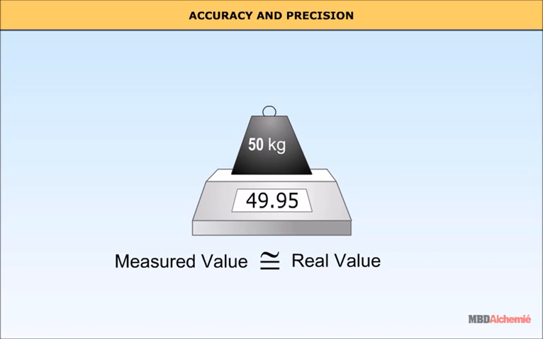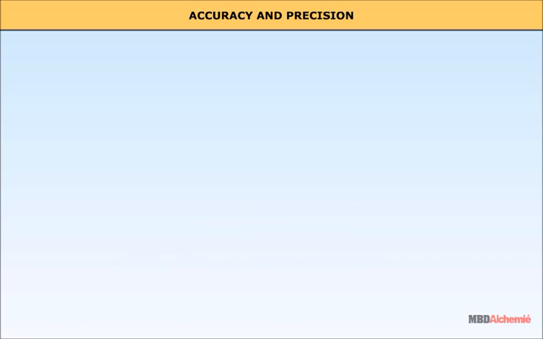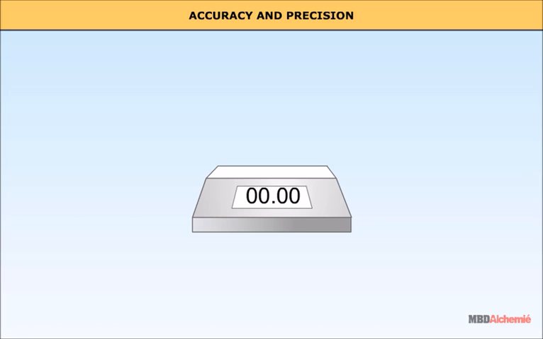We shall distinguish between two terms, accuracy and precision. The accuracy of a measurement is a measure of how close the measured value is to the true value of the quantity. Precision tells us to what resolution or limit the quantity is measured.